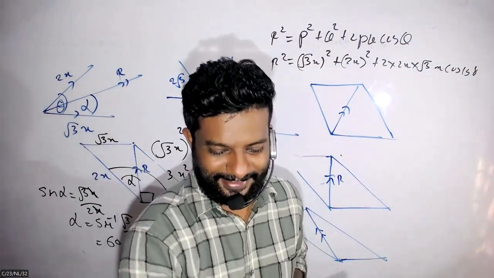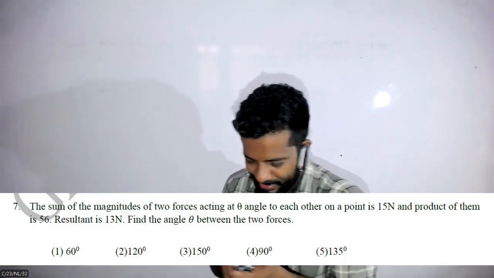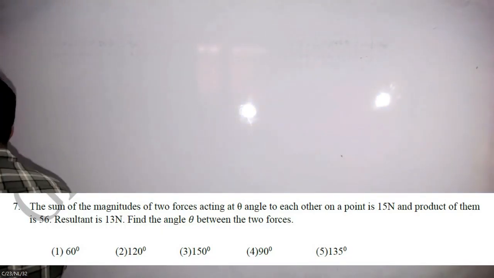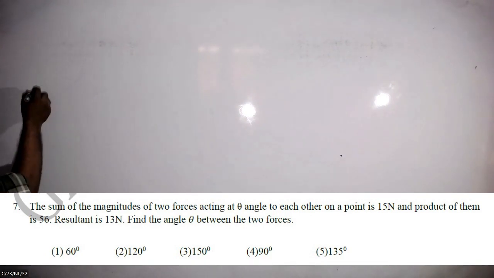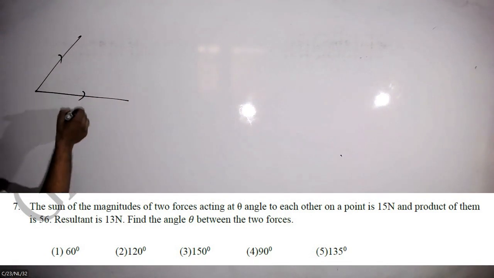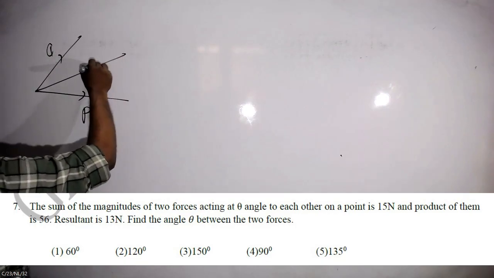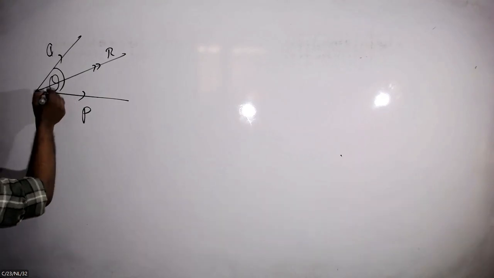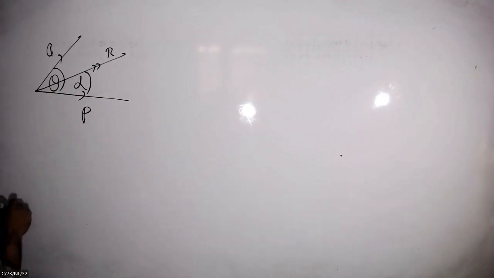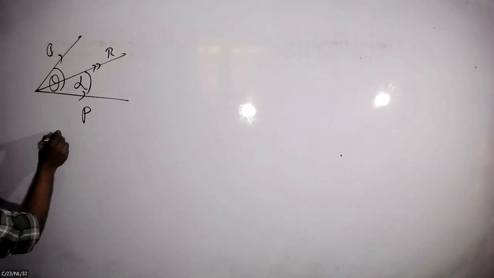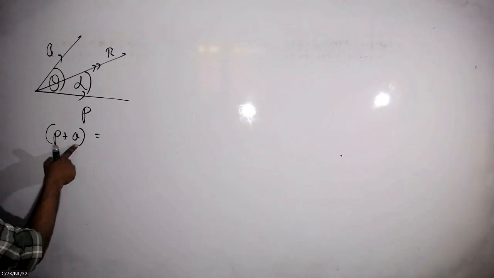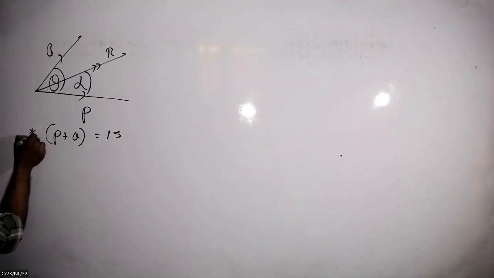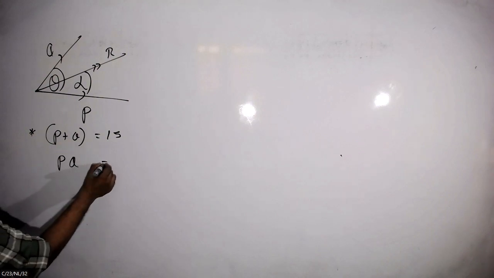Let's see the next question. The sum of the magnitude of two forces acting at an angle theta. Let's assume that the two forces are P and Q. Then this one is the resultant. The angle between the two forces is theta. This one is alpha. The sum of the magnitude of two forces acting at theta angle to each other on a point is 15. They have given P plus Q, these are the magnitudes, is 15, the first data. Then the product of them, P into Q, is 56.